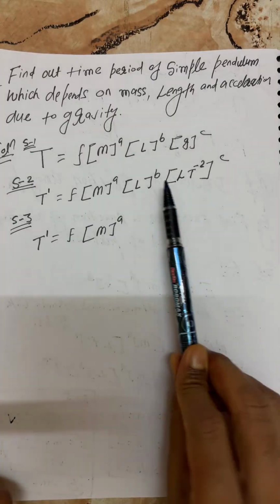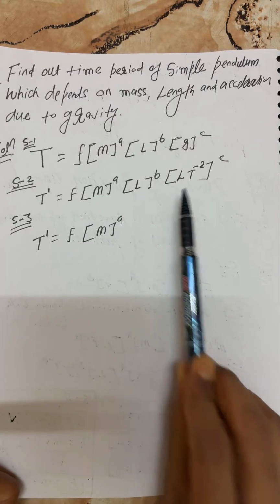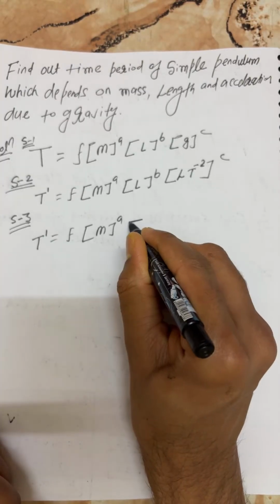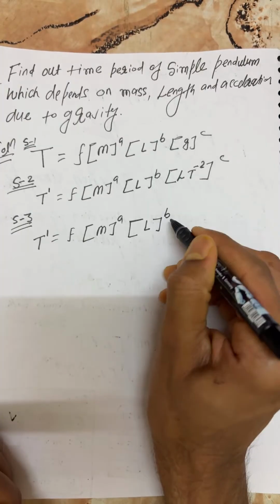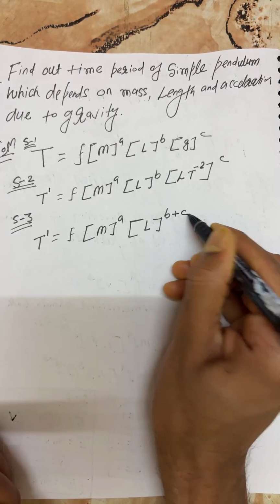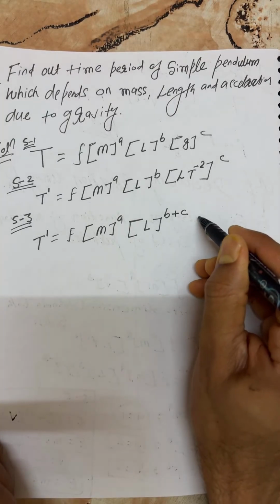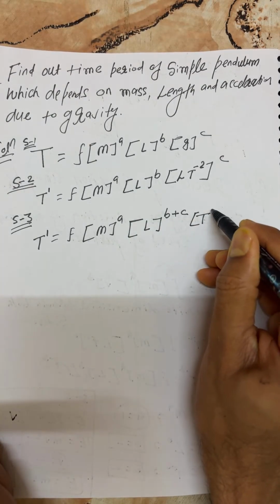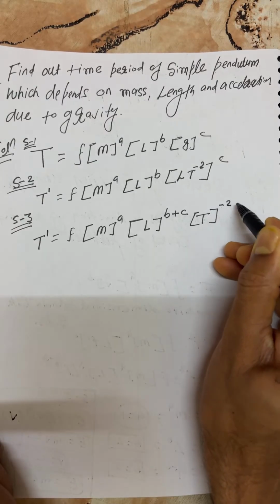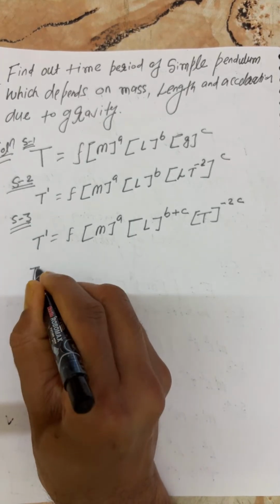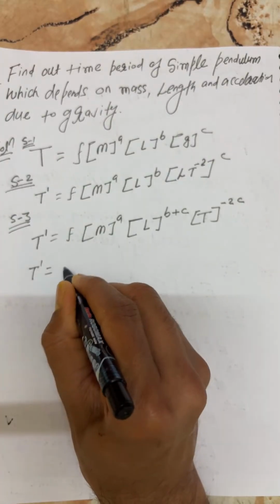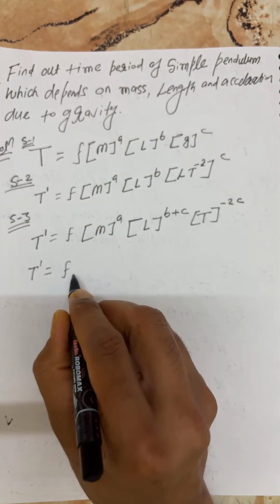In RHS, we have L here also and L here also. So you can keep both L together. So this is L to the power b, and here L to the power c. So you can say b plus c. Now this is T to the power minus 2c. So you can write here T to the power 1, this is the function of g.